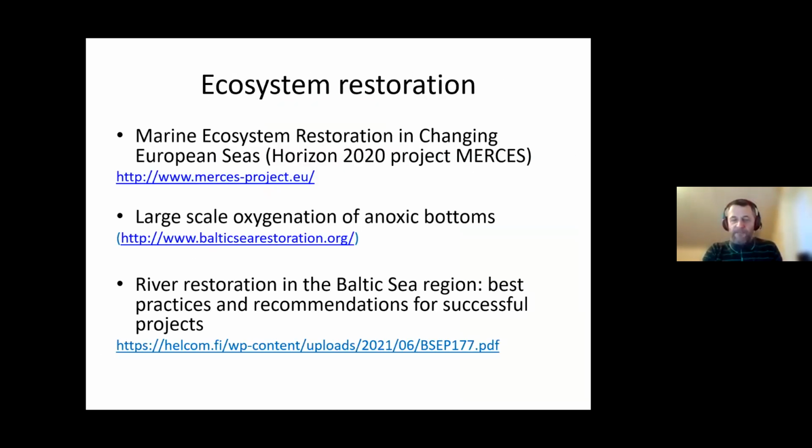Another way is ecosystem restoration. So we are now already talking about restoring degraded habitats and ecosystems, and not only protecting them. There was a recently completed big project, the first one in the marine realm, financed by the EU Horizon 2020 framework, marine ecosystem restoration in changing European seas. It involved the Mediterranean, the North Sea, and the Baltic Sea, and the University of Tartu from Estonia was also partnering here. So you can get, if interested, more information here.